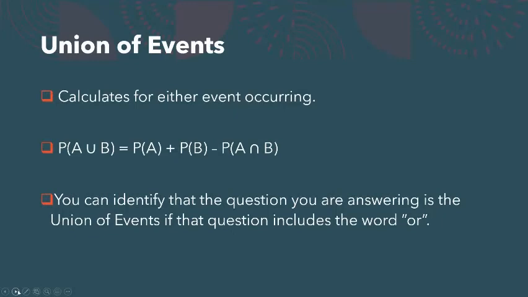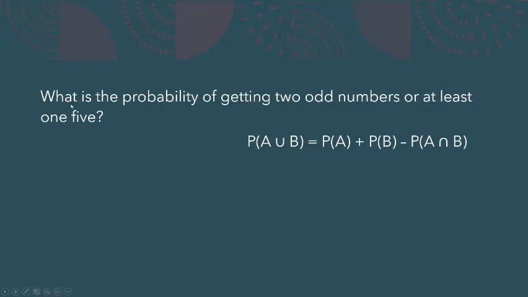Para mas magets natin, tignan natin tong susunod na halimbawa. So, what is the probability of getting two odd numbers or at least 1 5? Alam na natin union of events to kasi nakita natin may salitang or dito sa question. So, una nating hahanapin ay yung probability of event A, which is yung probability of getting two odd numbers.